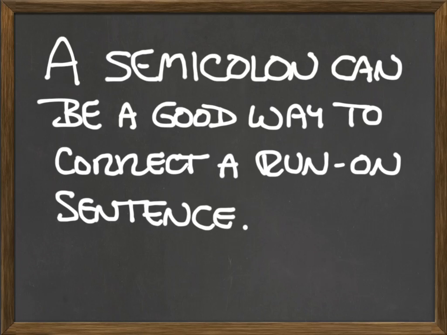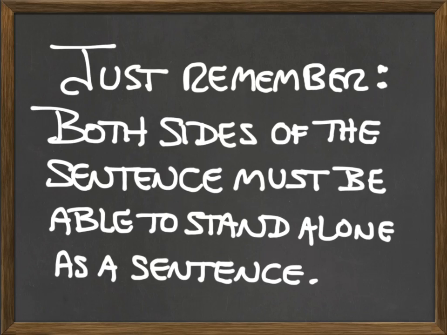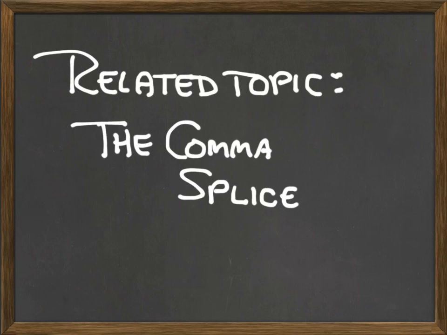It still is incorrect grammatically. It still is run-on. But if you have just 2 independent clauses that are closely related, put the semicolon in, and it's a way to correct a run-on sentence. Just remember both sides of the sentence have to be able to stand alone. Once you're sure you understand the use of semicolons, please watch my presentation on the related topic, the comma splice.